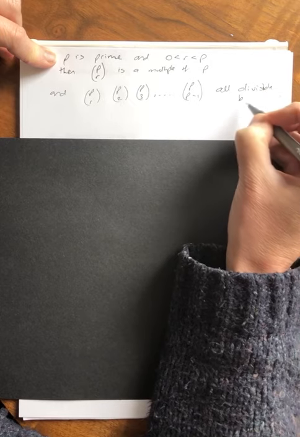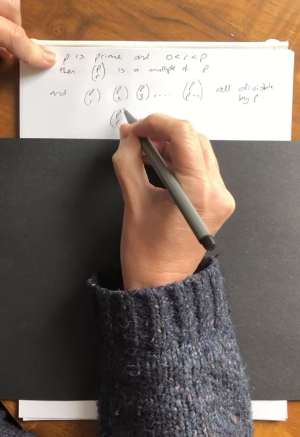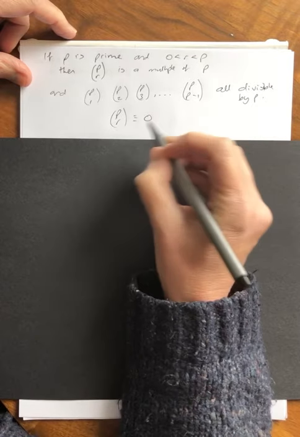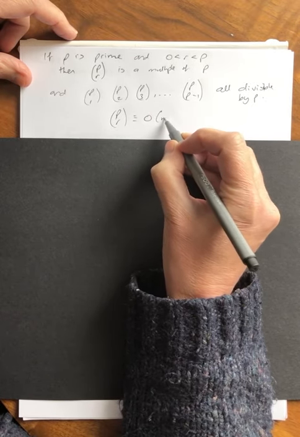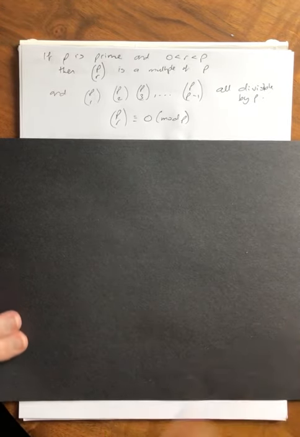Missed off an I there, have I? By P. So, particularly because, of course, we need to relate this to modular arithmetic, P choose R is congruent to 0 mod P. Now, this leads to the useful result.